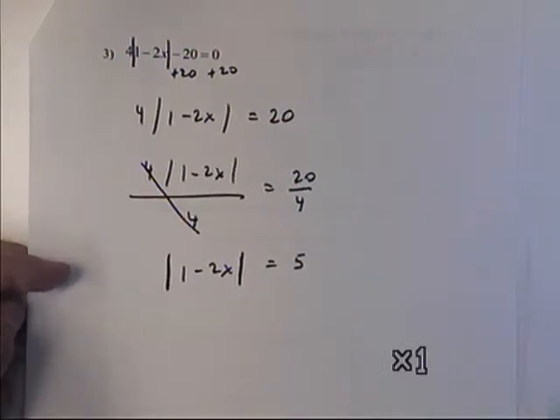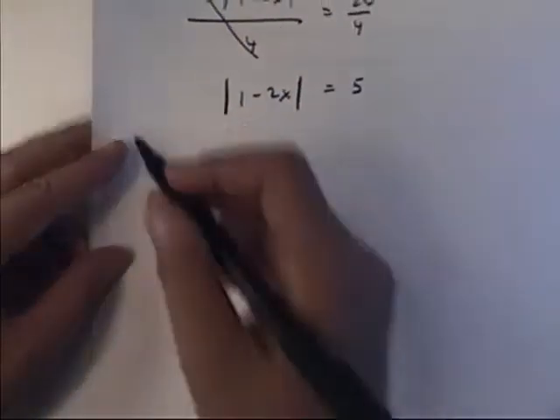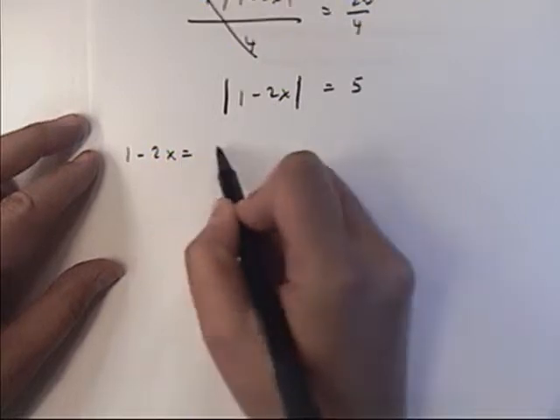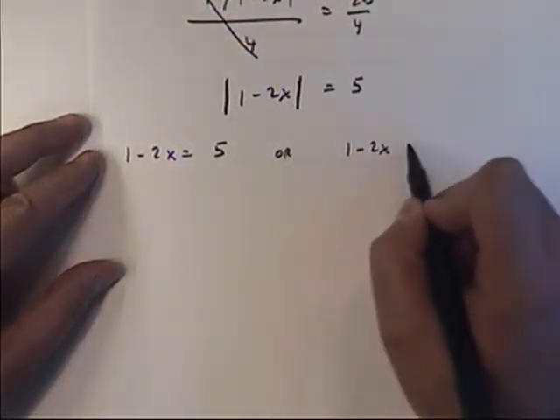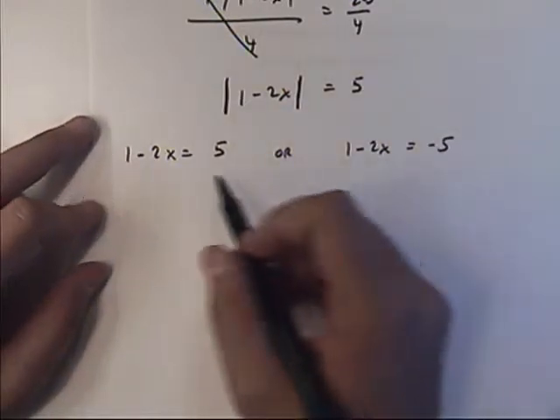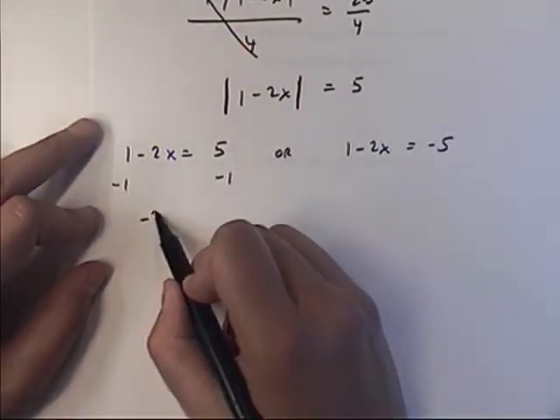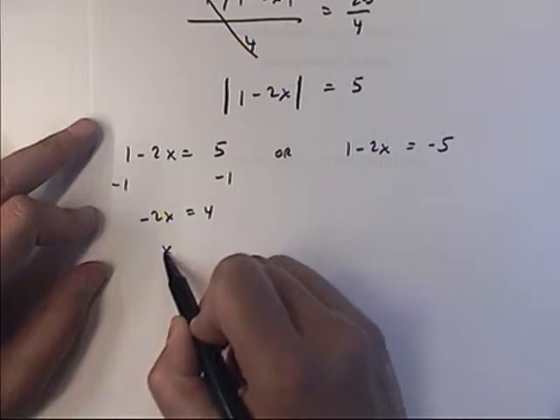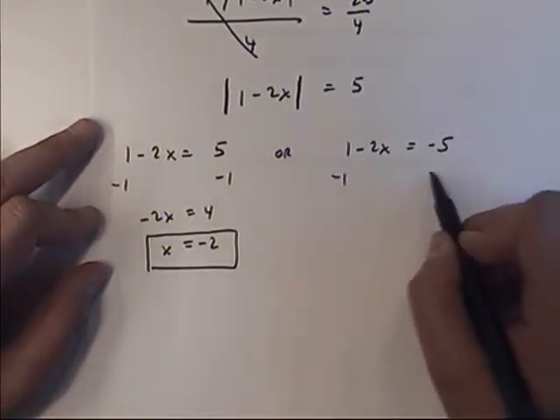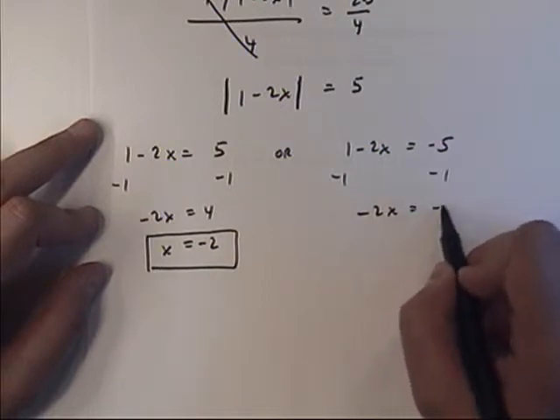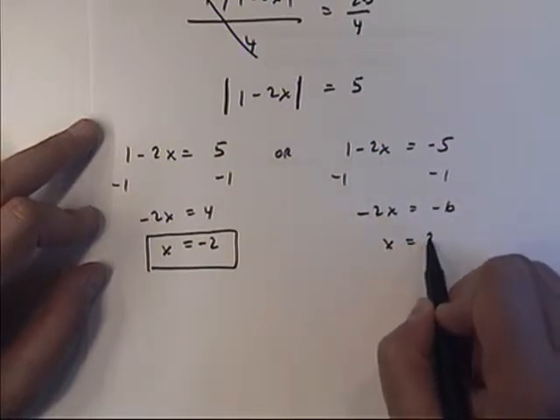I'm going to assume now that 1 minus 2x is a positive 5, or 1 minus 2x is a negative 5. So I would subtract 1 on both sides, divide by negative 2, which gives me my first answer of x being negative 2. Or if I subtract 1 on both sides here, divide by negative 2 here, I get positive 3.